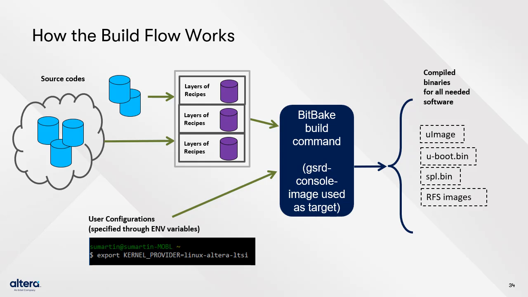Also, note that bitbake, similar to the command make, takes a target as its argument. The target that compiles all of the pieces of software is GSRD console image. But if you only need a particular piece of software, such as the Linux kernel or U-boot, there are targets for those that only run the compilation of that single piece of software.